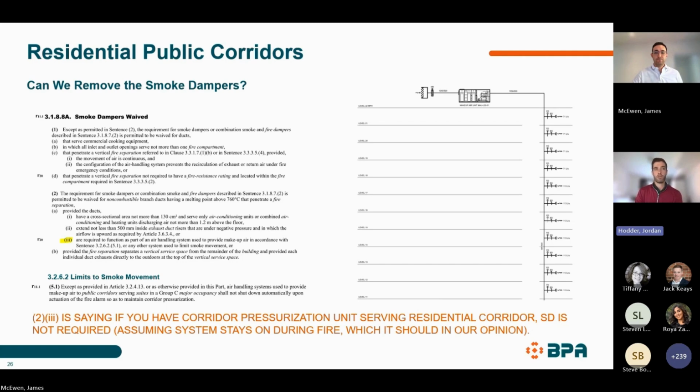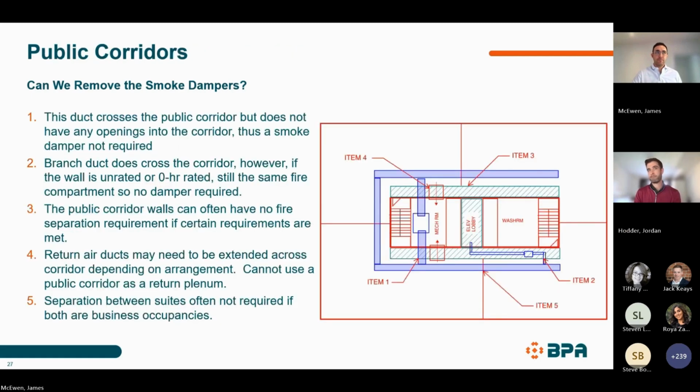That unit is used to limit smoke movement. So in a fire, it remains in operation. Very unlikely smoke's going to enter back into that duct system, up the shaft, into another floor. So because it stays on in a fire, you don't need to have a smoke damper. Next slide. And I'll let you tackle this one, James.